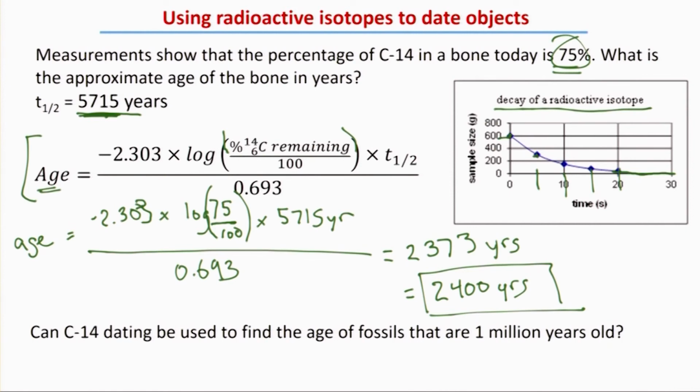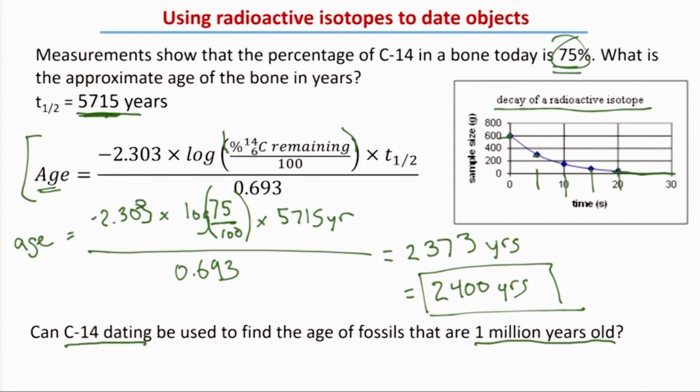Here's the last question I want to leave you with, trying to get you to think. Can carbon-14 dating be used to find the age of a fossil that you estimate to be around 1 million years old? Would that be possible? One of the things you want to think about is comparing your estimated age of the fossil to the half-life. You want to choose an isotope that has a half-life that's close to the age of the object. And here's why.